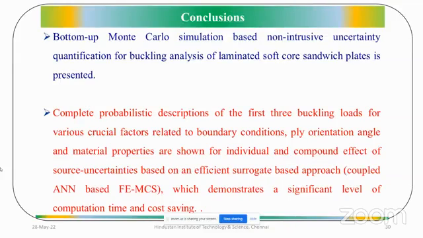Okay. So a complete prognostic description of the first three buckling loads for various crucial factors related to boundary condition, ply angle, and material properties is shown for individual and compound effects of source uncertainty, based on an efficient surrogate based approach, that is the coupled ANN-FE approach, which has significant potential for computational time and cost saving.